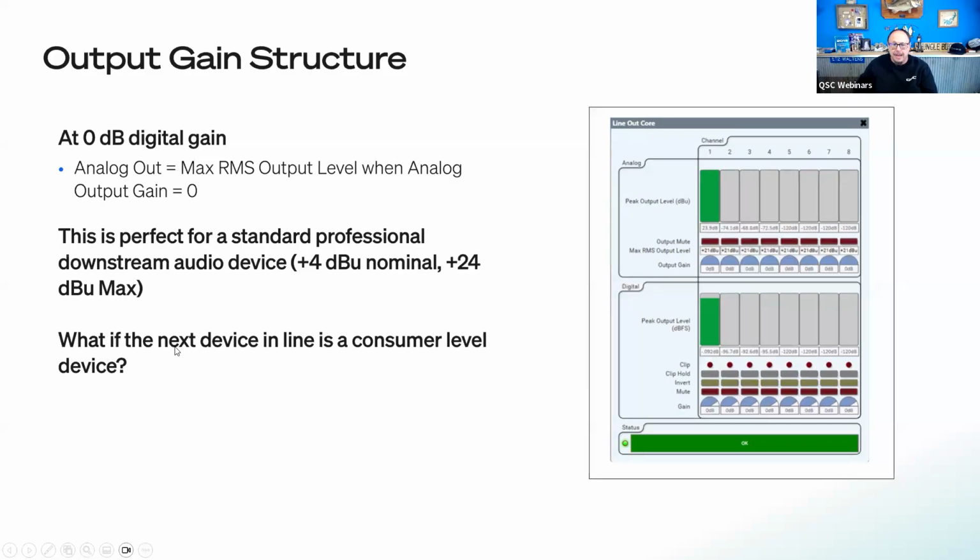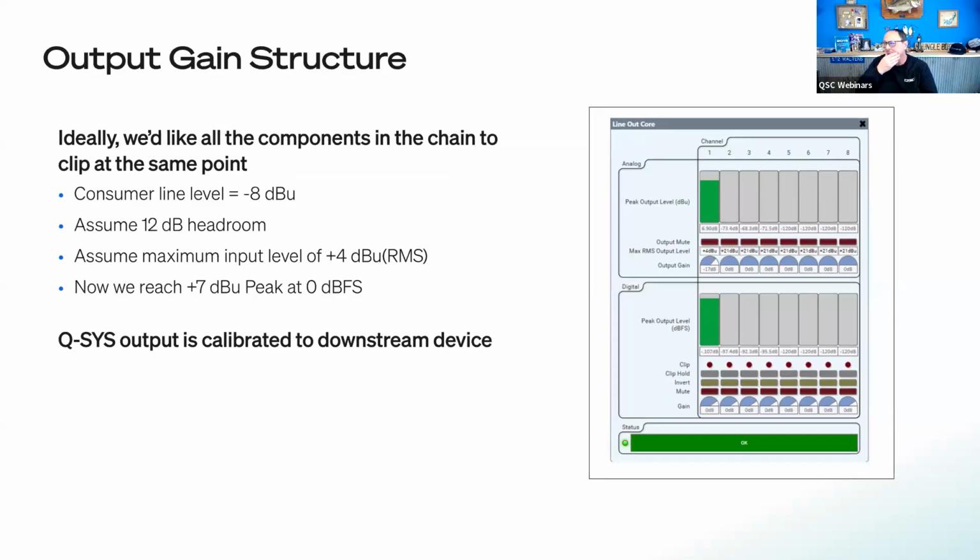What if the next line down is consumer level? Well, consumer line level is about -8 dBu, right? So here's the digital world, it goes to the analog converter, and then it comes out of the design. In order to not clip that, we want to make sure that when we're at full 0 dB full scale, we're only outputting about -8 dBu, so that we're not clipping, but yet we're keeping our gain structure consistent all the way through.